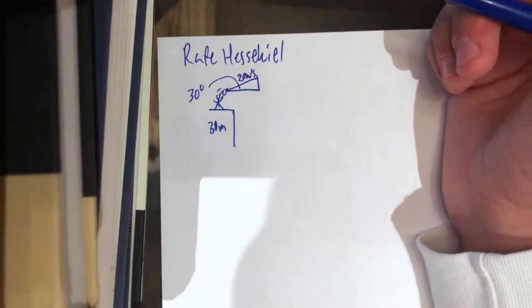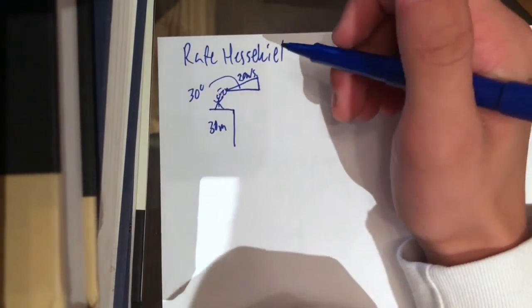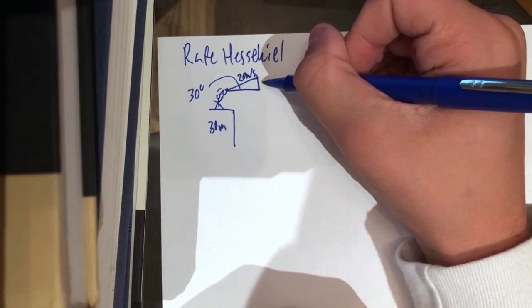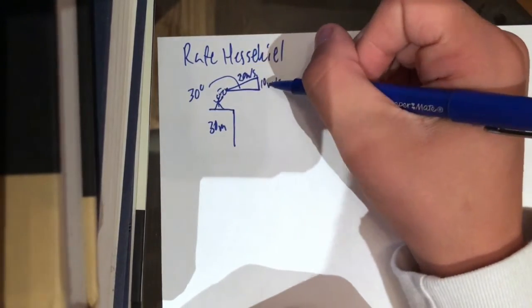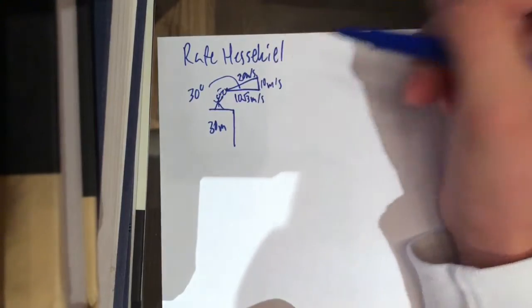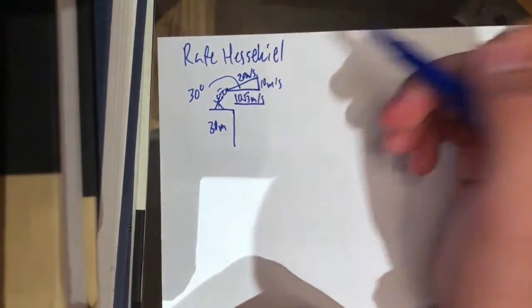So then we know from the rules of special triangles, a 30-60-90 triangle, if this is 20 meters, this is 2x, this is x, this is going to be 10 meters per second. And then we know that this is going to be x root 3, so 10 root 3 meters per second. So now from here, we already have the horizontal speed.